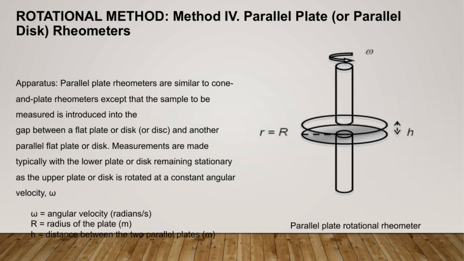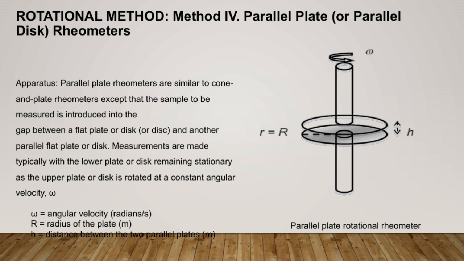In this setup, the key parameters include omega, which is the angular velocity measured in radians per second, and r, the radius of the plate given in meters. There's also h, the distance between the two parallel plates, also in meters.